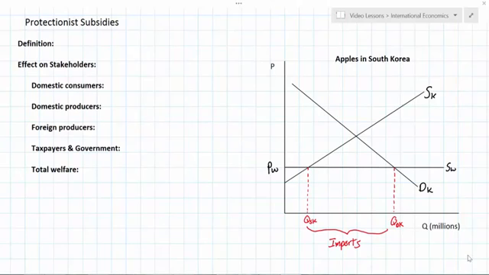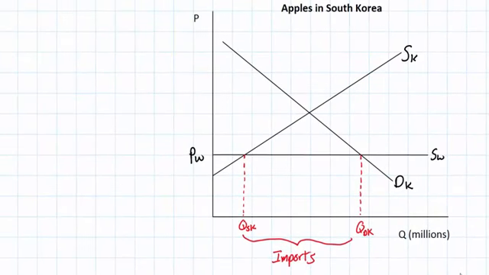We're going to use the same example as we have in our previous two videos on protectionism. We're going to look at the market for apples in South Korea, which we have here on the right. Assume, as we have in previous lessons, that the world price of apples, PW, is lower than the domestic equilibrium price of apples in South Korea, which would be found at the intersection of SK and DK.